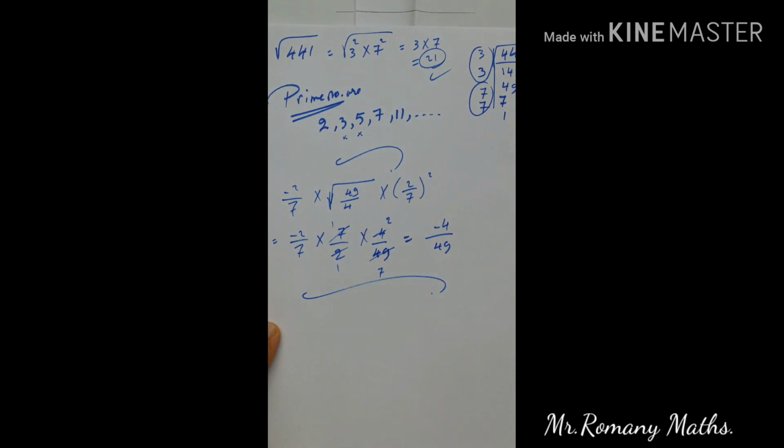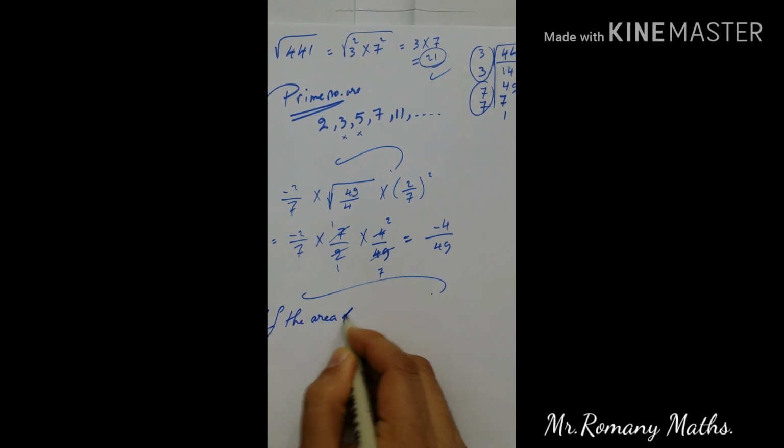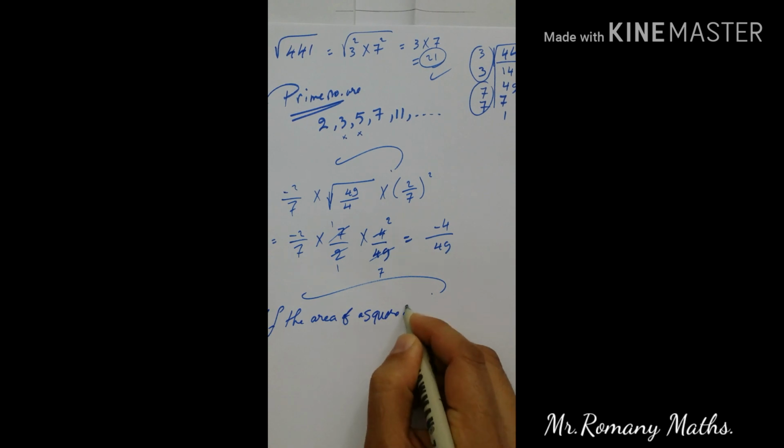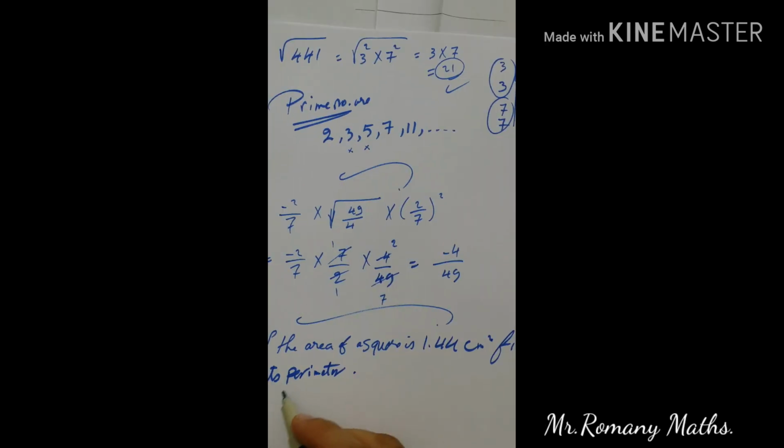The last question for this lesson. If the area of a square is 1.44 centimeters squared, find its perimeter. You know that area equals side squared equals 1.44. You can use your calculator to find the side equals square root of 1.44, which gets 6 over 5.